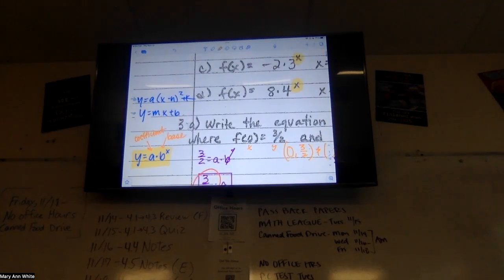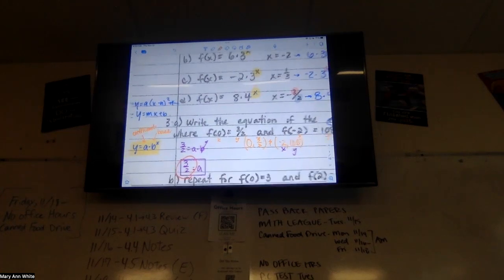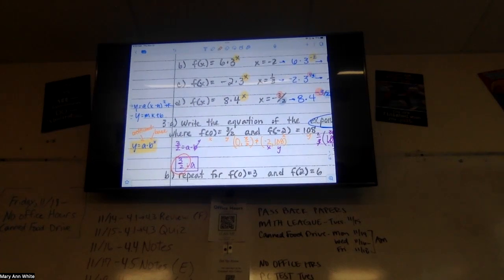I have to give you, I guess I don't have to, but the easiest way is if I give you a point that has a 0 in it. So I wrote it in function notation, f of 0 equals 3/2. That's the same thing as (0, 3/2). And then my other point was f of -2 equals 108. And that's the same thing as (-2, 108). So we got to remember how to go from function notation into coordinate points. And then we use those coordinate points. We plug in the first point (0, 3/2) into my general equation.